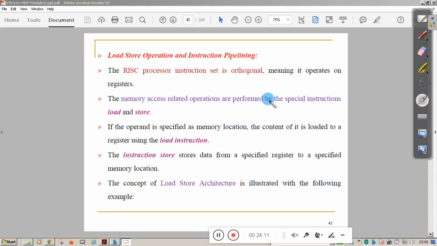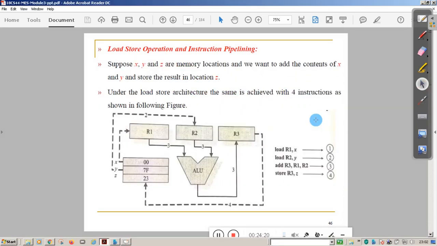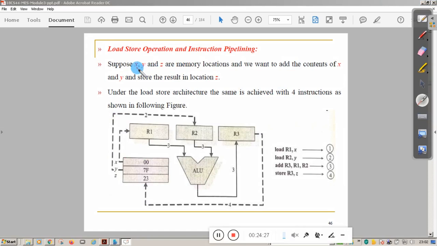So the memory access related operation is performed by special instructions, load and store, in the RISC processor. This architecture shows how load and store operation take place. Suppose we have three memory locations X, Y, Z, and we want to add the content of X and Y and store the result in Z. These are the data in the three memory locations.